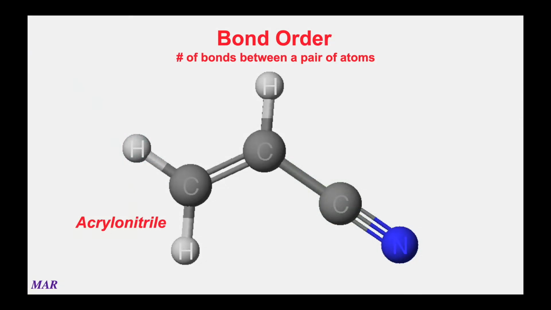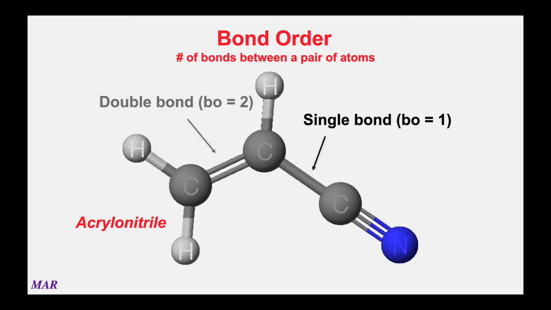Bond order is worth talking about as well. Bond order is nothing more than the number of bonds between a pair of atoms, and it's so easy, it's hard. This is, by the way, acrylonitrile, a molecule from organic chemistry, and what the arrow is pointing to there is a carbon-carbon single bond. Single bonds always have bond orders of 1, so that carbon-carbon bond order is just 1.